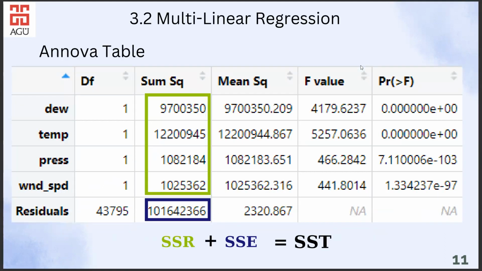Then we checked the resulting ANOVA table and we found our SSR value by summing these green shaded values, which are our independent variables. We found the SSE value, which is the total sum of square error, in the blue area. After that, we summed these 2 values to find SST, which is the total sum of squares. Next slide, please.